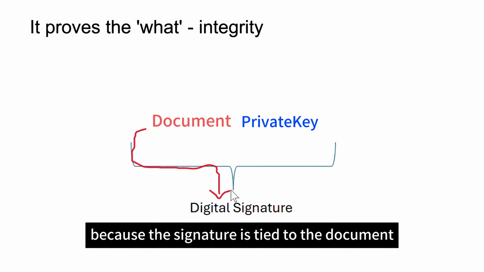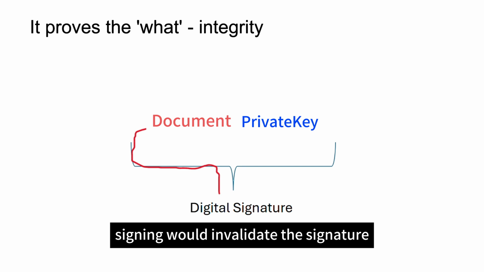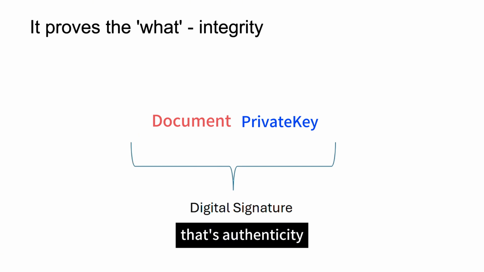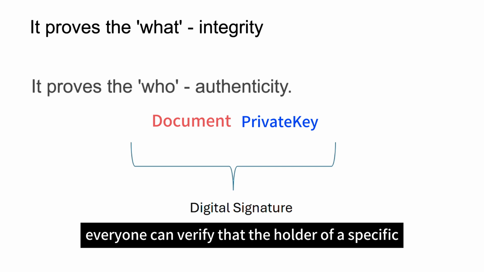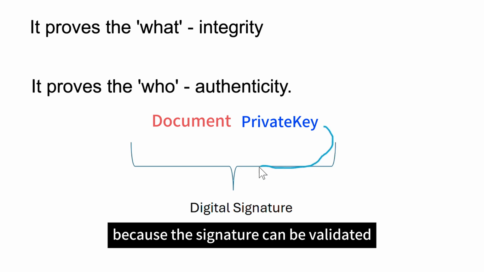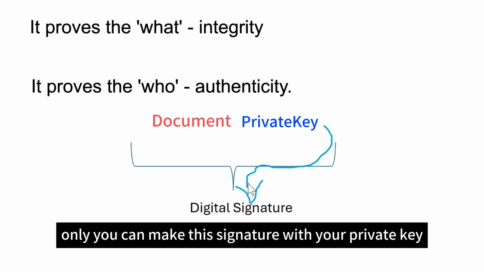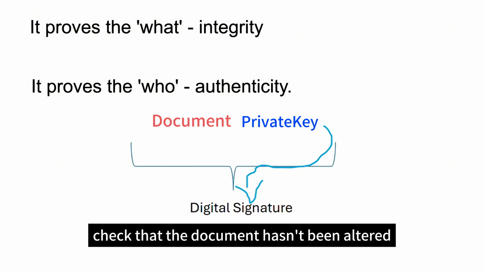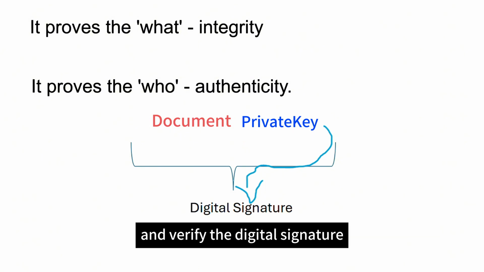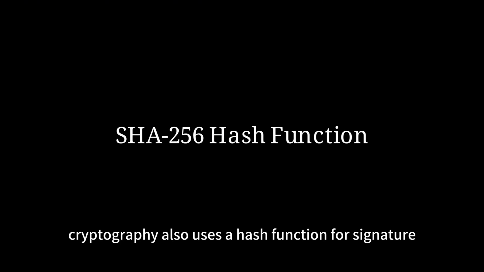Because the signature is tied to the document, if we know the original document, any changes to the document after signing would invalidate the signature. It proves the who. That's authenticity. Everyone can verify that the holder of a specific private key signed the document, because the signature can be validated using the corresponding public key. Only you can make this signature with your private key. Anyone else can check that the document hasn't been altered, and verify the digital signature to confirm it is really from you. Elliptic curve cryptography also uses a hash function for signature creation.